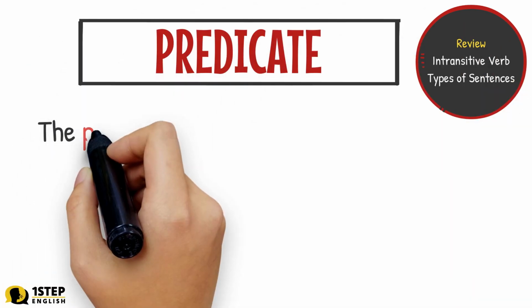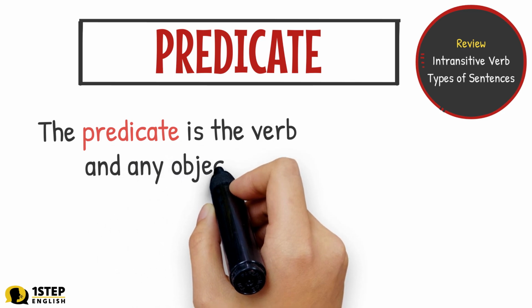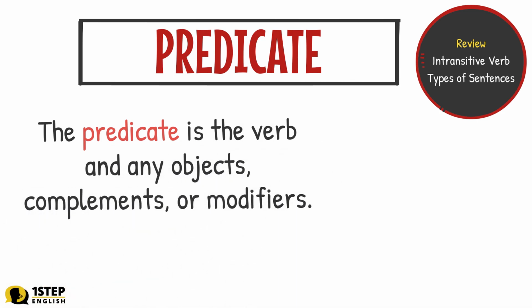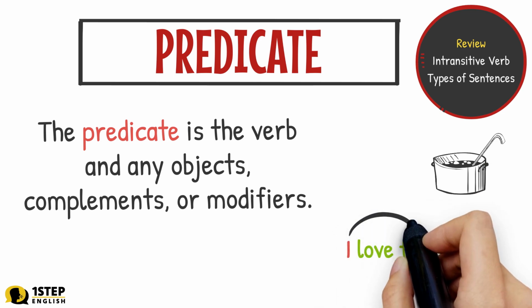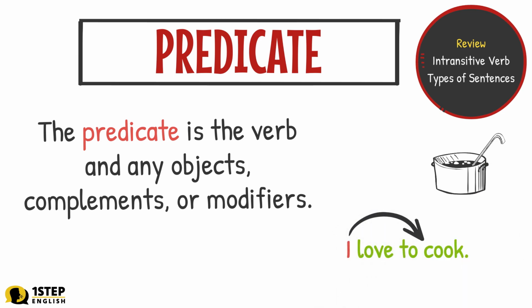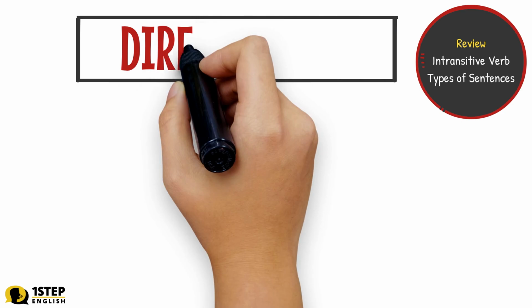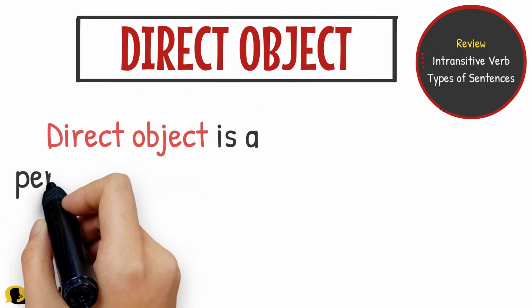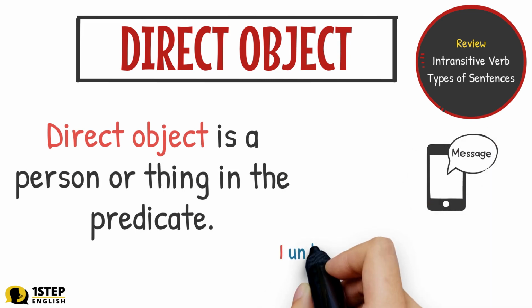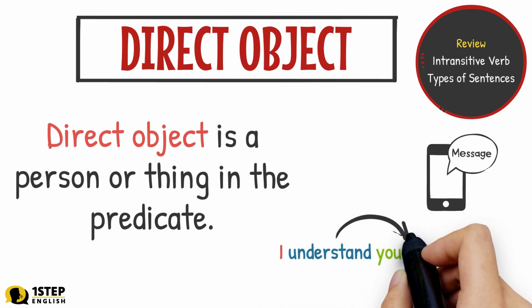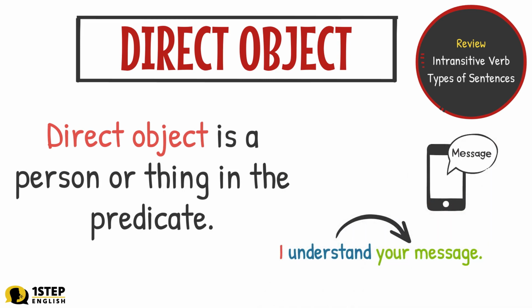Predicate. The predicate is the verb and any objects, complements, or modifiers. Example: I love to cook. Direct object. A direct object is a person or thing in the predicate. Example: I understand your message. In this sentence, the word message receives the action of the verb. Understand is what is being understood.